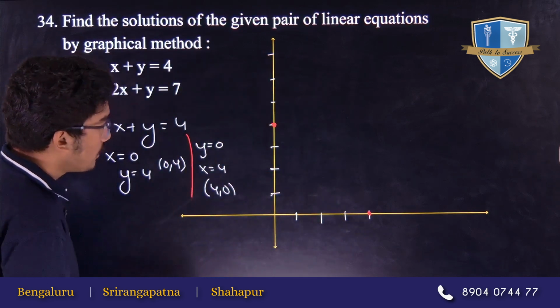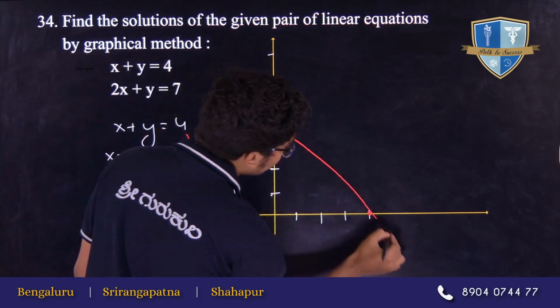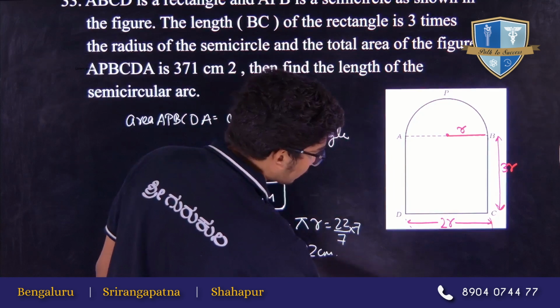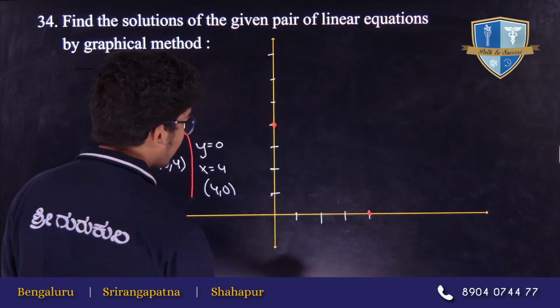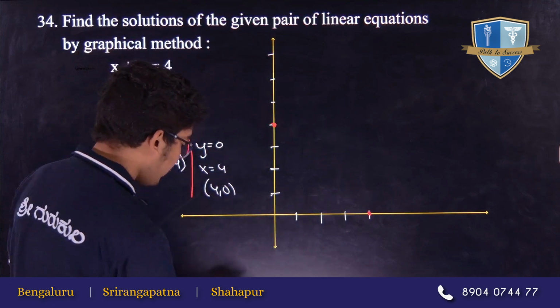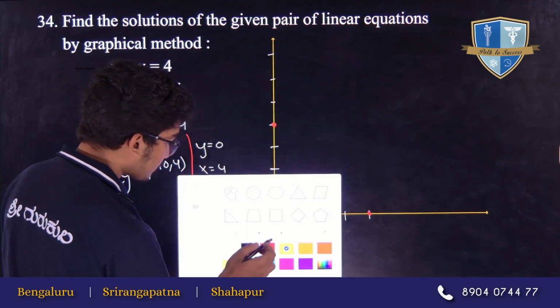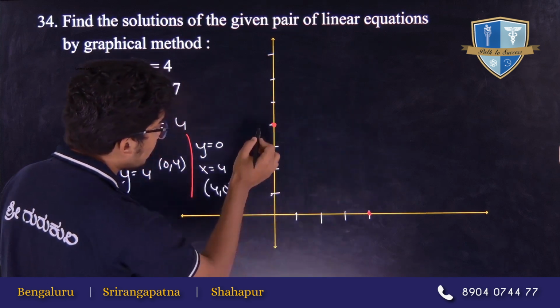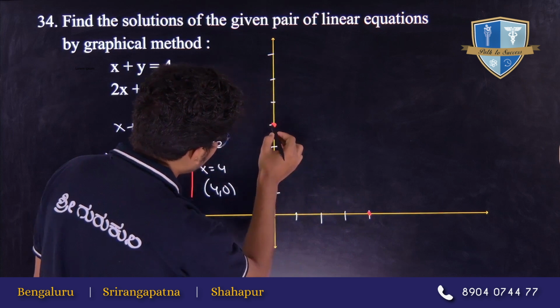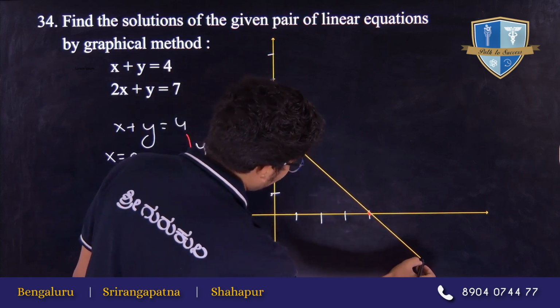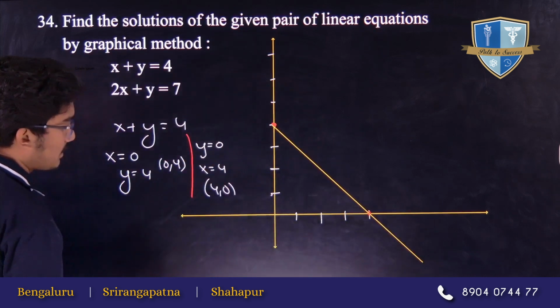So we'll join these two points. We will join this. We will join these two points, correct? Let's draw a line. Okay, so we have joined these two points.